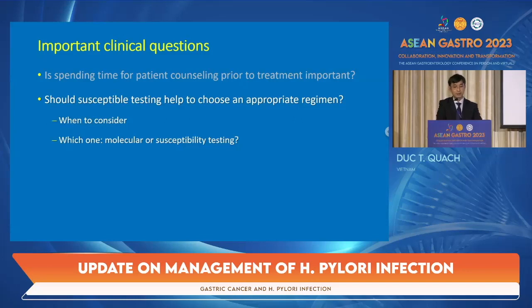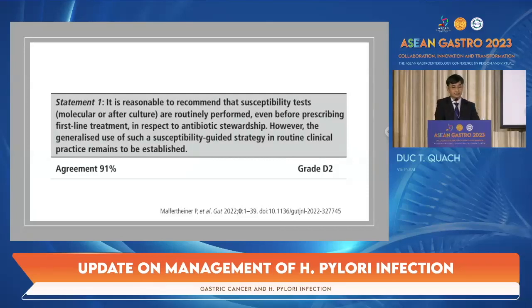So which one, molecular or susceptibility testing, should be used? According to Maastricht 6, it's reasonable to recommend susceptibility testing as a routine test even before we prescribe the first-line treatment. But in real-life practice, the generalized use of such a strategy is still questionable.